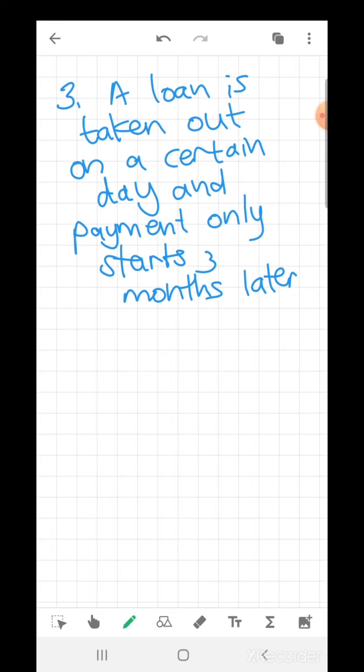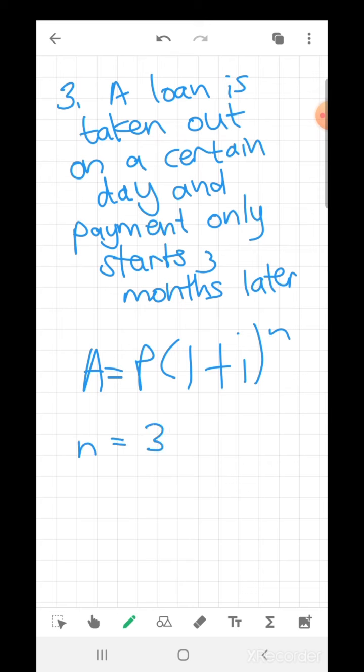So what can happen is you may think, okay, they missed 3 months. Oh, well, payment only starts 3 months later. So now I'm going to look at my compound growth formula, and I'm going to say n is equal to 3 because they missed 3 months. That's wrong. Because remember, the payment of a loan only starts 1 month after the loan is granted, unless they say that the payments start immediately.